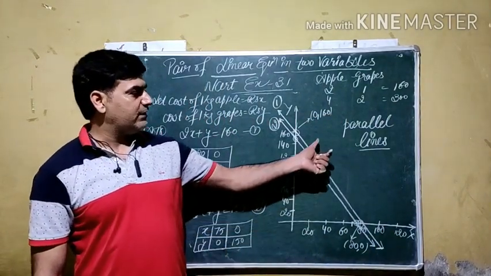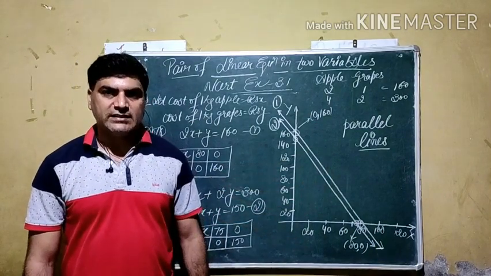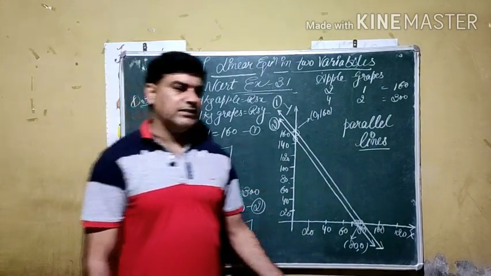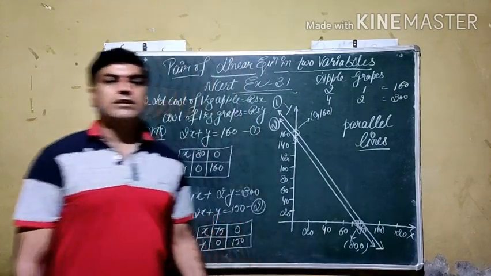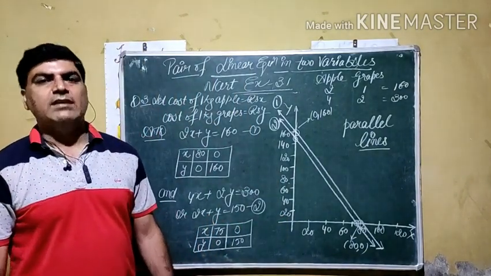So this type of equation is known as parallel lines having no solution. This type of graphical solution is known as inconsistent. Here, inconsistent means there is no solution. Consistent means solution. The solution may be one, or infinite.